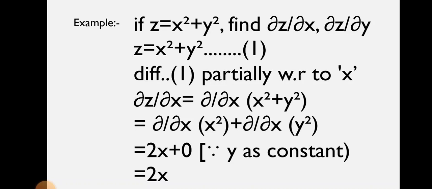Given z = x^2 + y^2, differentiating equation 1 partially with respect to x, ∂z/∂x = ∂/∂x (x^2 + y^2). We can write ∂/∂x x^2 + ∂/∂x y^2. Differentiating x^2 gives 2x, plus 0, because in partial differentiation we differentiate with respect to x and the other variable is constant. Here y is constant. 2x plus 0 is 2x.